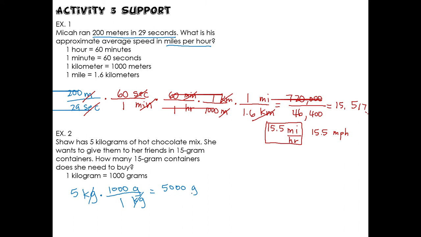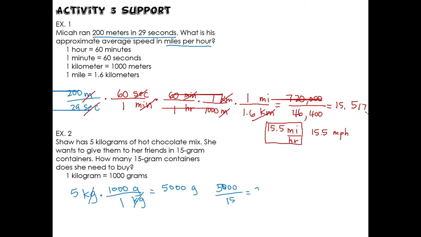We can't say 5,000 grams. That's not what we want to know. Shaw wants to know how many 15-gram containers she needs to buy. And I hope these are very cheap containers because this is going to be a lot, I have a feeling. So there's 5,000 grams that she has. That's a 0, by the way. And we're going to see how many 15 grams we can get out of that. So it's going to be 5,000 divided by 15.